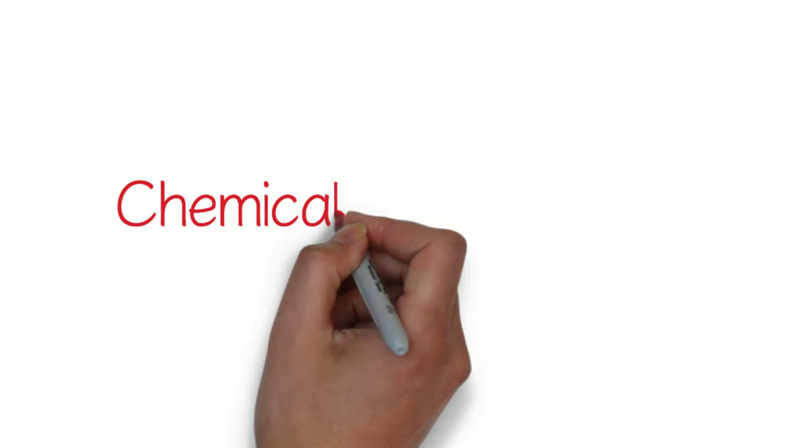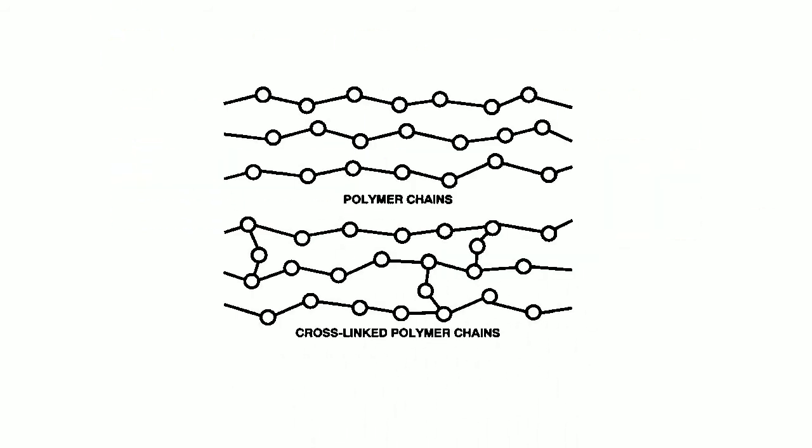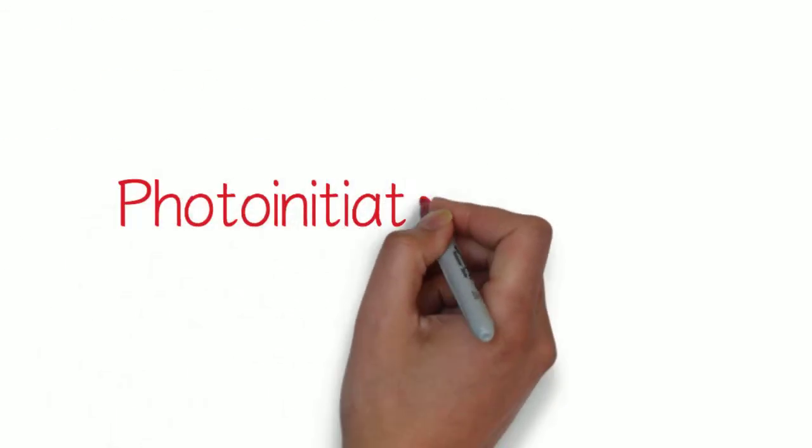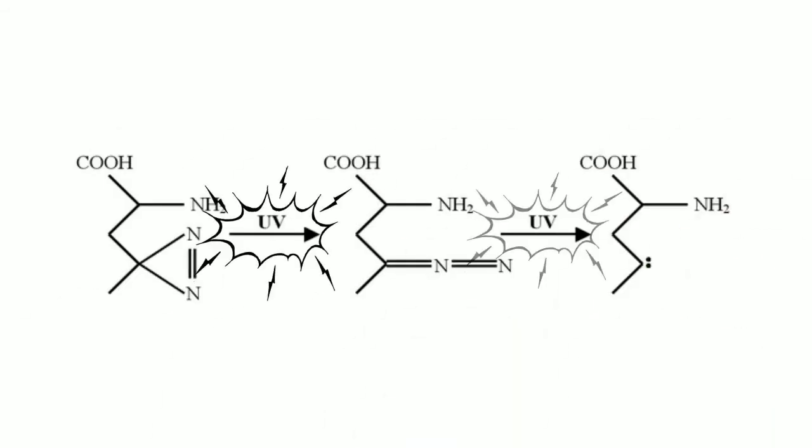Cross-linking forms covalent bonds between polymer chains to join them together. This process transforms viscous hydrogels into solid materials. The photoinitiator process rapidly cross-links a material through the exposure of ultraviolet light.